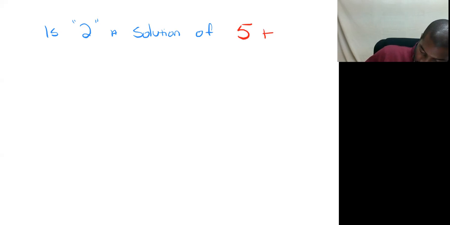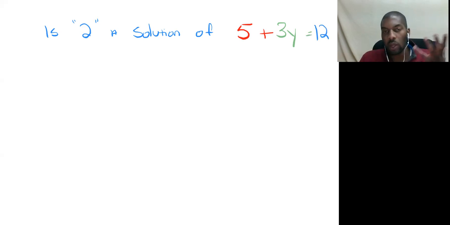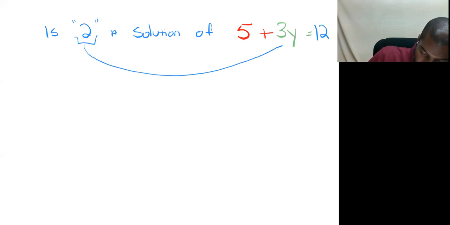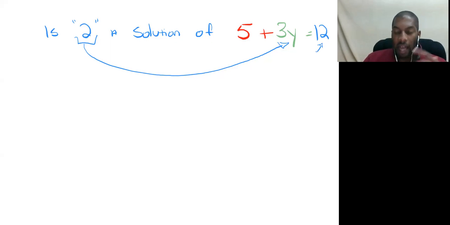Let's say they gave you: is 2 a solution of the equation 5 plus 3 times y equals 12? So what are they asking me here? They're asking, if I substitute 2 for my variable y, will I get 12 on both sides? How do I test that?